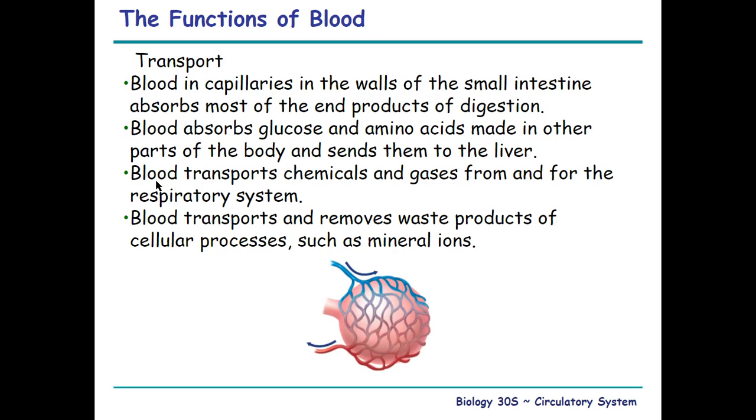The functions of blood continued here. So, transport: blood in capillaries and cell walls of the small intestine absorb most of the end products of digestion. Blood absorbs glucose and amino acids made in other parts of the body and sends them to the liver. Blood transports chemicals and gases from and for the respiratory system. Blood transports and removes waste products of cellular processes such as mineral ions.